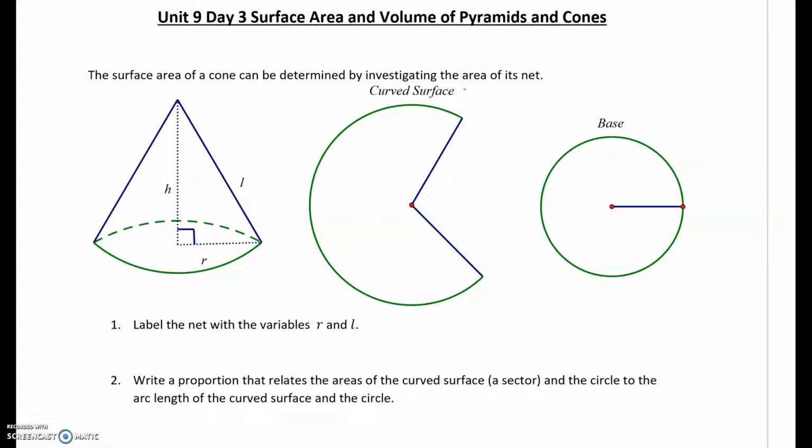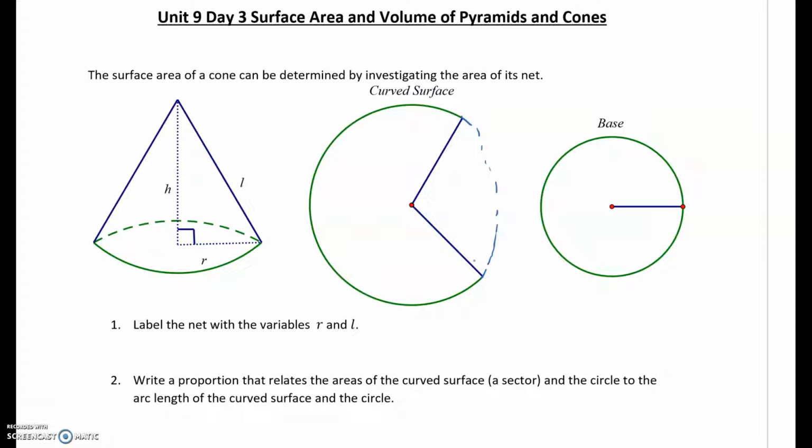So remember, that's the idea that if I sliced it from the vertex of the top all in a straight line all the way down to the base, I would end up with this curved surface right here. It's a circle with a sector missing from it.